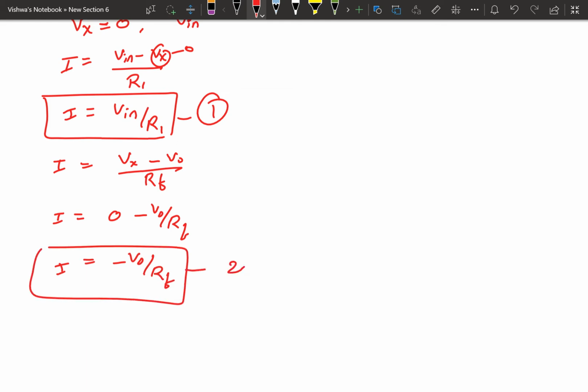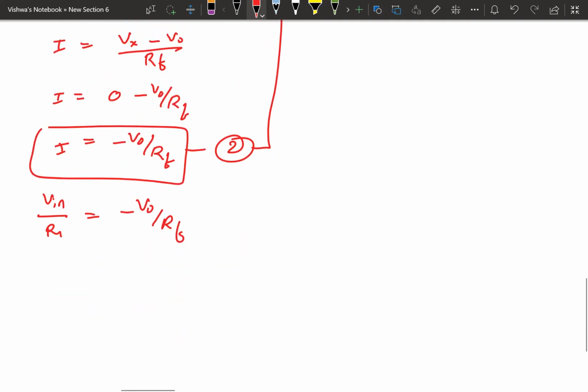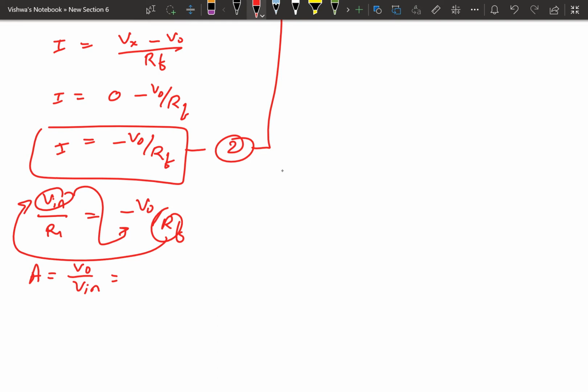Call this equation 2. Now equation 1 and equation 2 both give the same current. Equating these two, you get Vin divided by R1 equal to minus Vout by Rf. Now gain is Vout by Vin. Bring Vin to this side, then Rf goes to the other side, so it is minus of Rf divided by R1. The gain of the inverting amplifier under closed loop configuration is minus of Rf divided by R1. This is the gain.